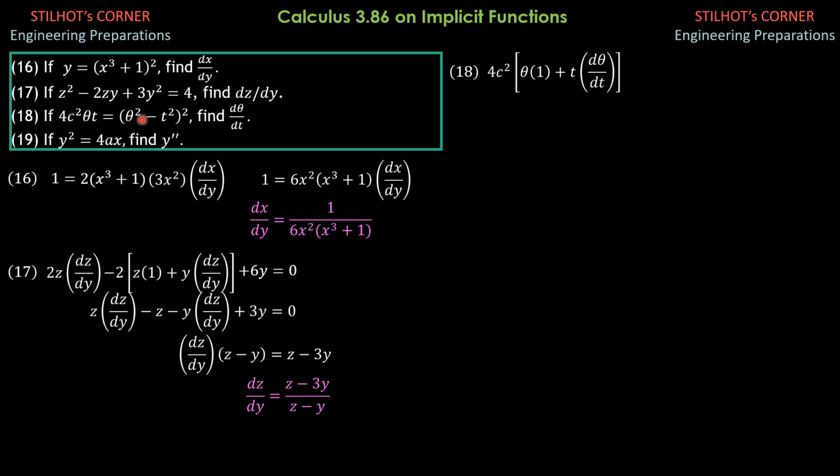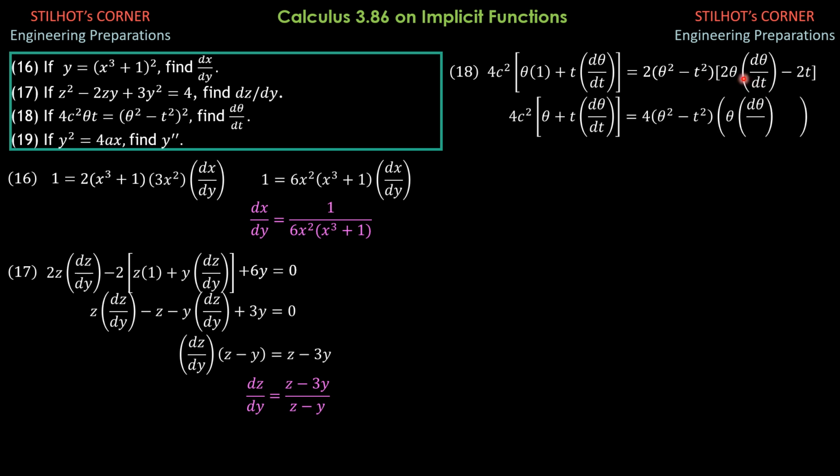Equals, power formula, 2 times quantity theta squared minus t squared raised to 1, then times the derivative of theta squared, which is 2 theta d theta/dt, and minus 2t. So 2 theta d theta/dt minus 2t. So 2 is common here, so we factor out 2. So this becomes 4c squared quantity theta plus t d theta/dt equals 4 times quantity theta squared minus t squared times quantity theta d theta/dt minus t.